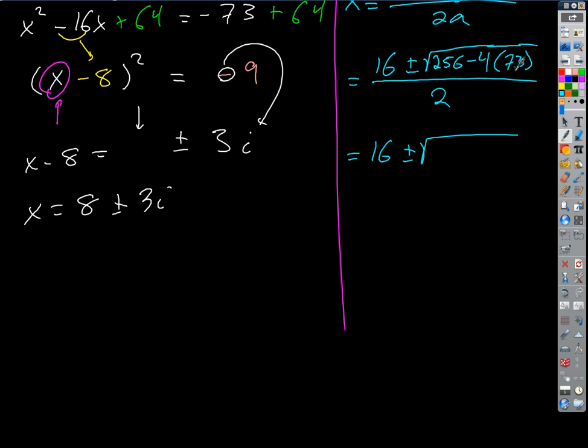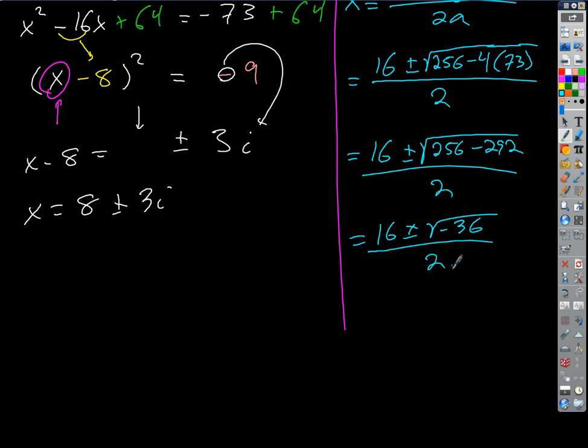Good. And then 4 times 3, so 280 plus 12? 292, so we get 256 minus 292, which is, what is that, 36? Negative 36? All divided by 2.